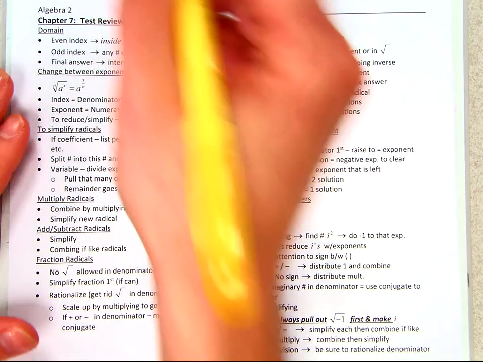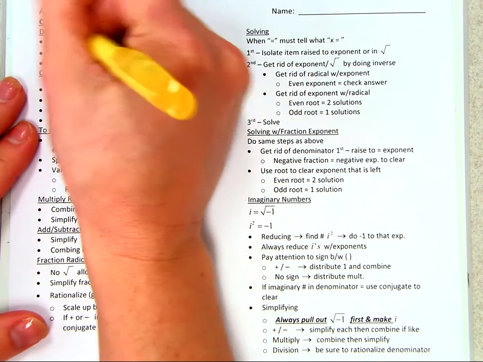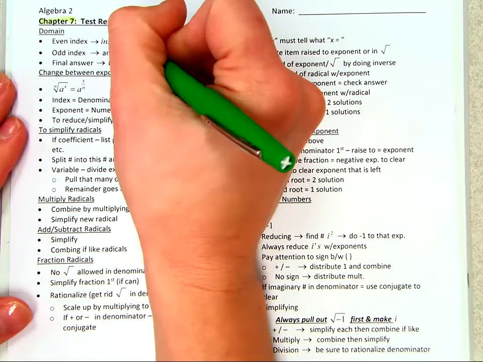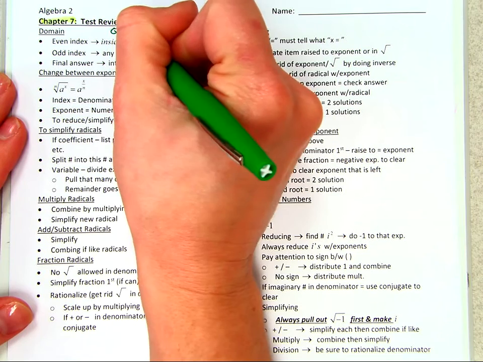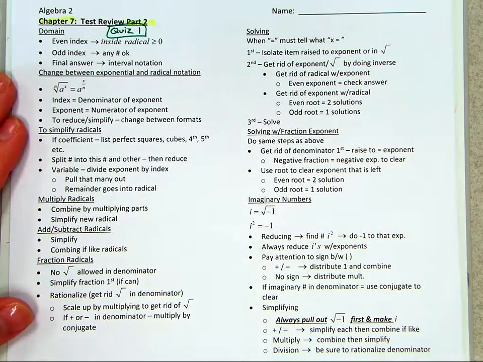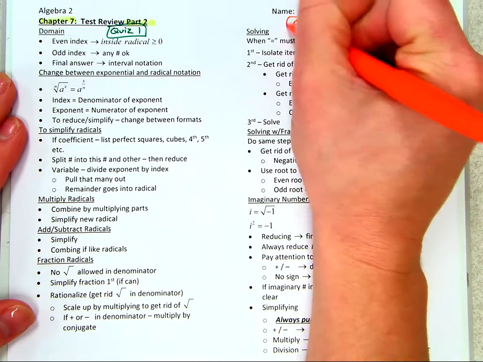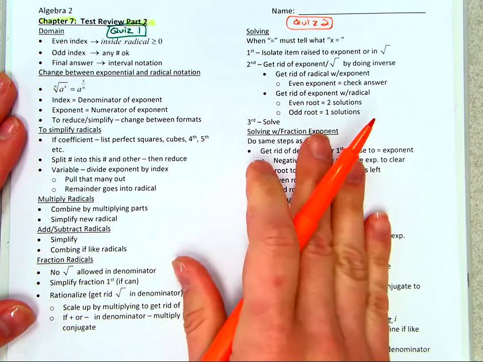All right, so this is a review of Chapter 7 for the test, and it's Part 2. Reminder that this stuff is the Quiz 1 topic stuff over here, and on this other side is the Quiz 2 topics. I would tell you right now that I'm not going to review these.